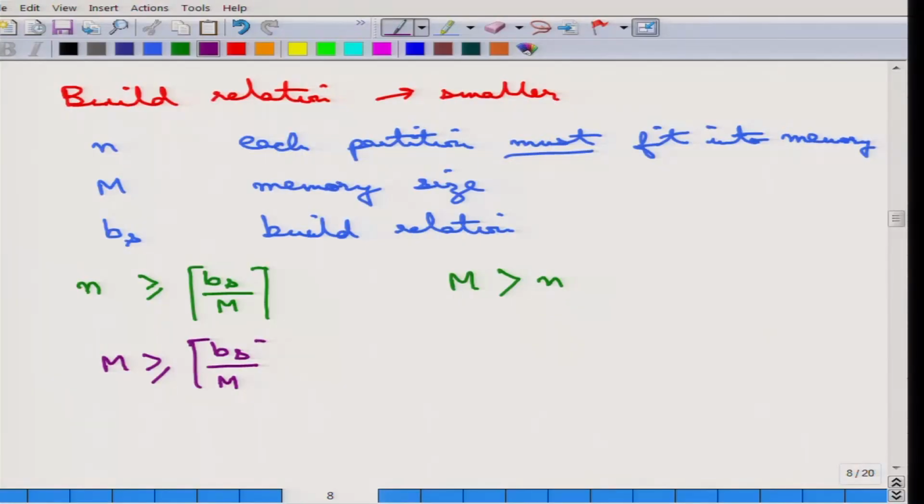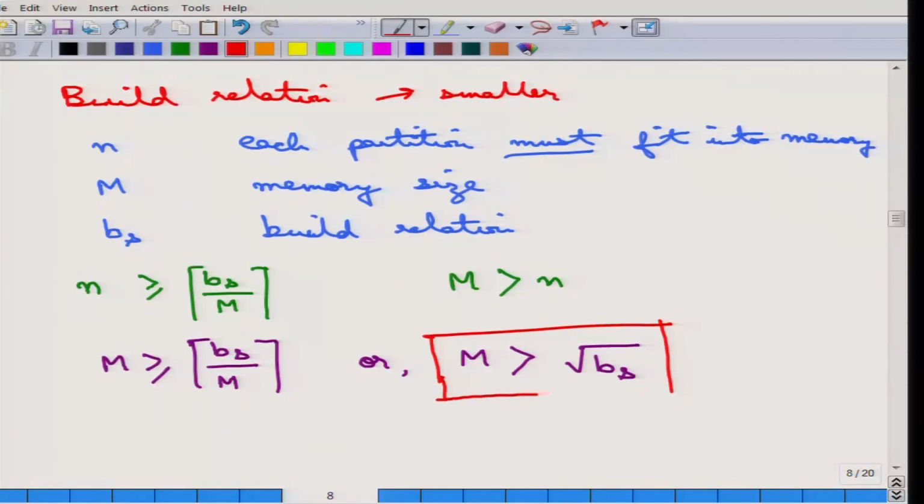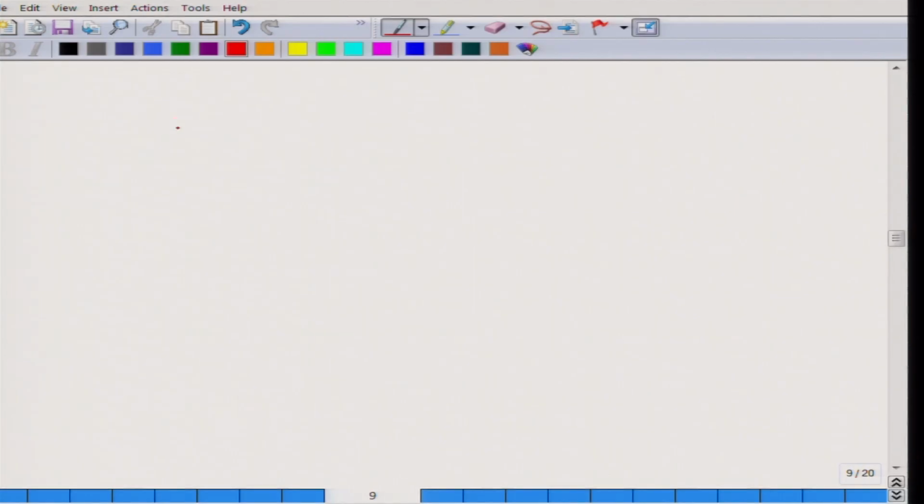So this is the condition you are getting, or we can write it as M should be greater than or equal to square root of Bs. Now this is one thing that must happen. The memory size must be greater than the square root of the size of the build relation. If this happens, then a single partition is good enough. If this however doesn't happen, then the strategy called recursive partitioning needs to be employed.